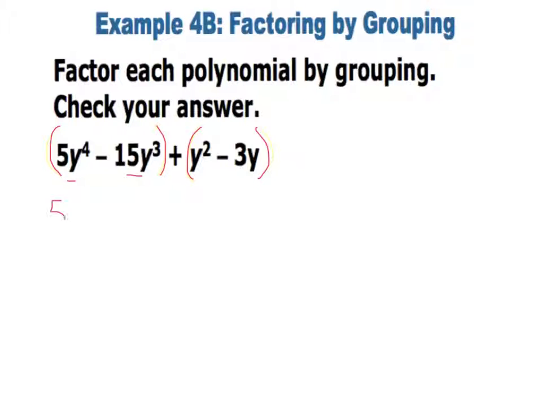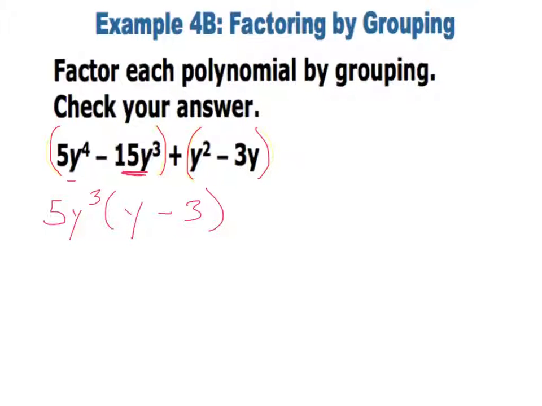Well, I can factor out a 5. Looks like I have y to the third. So factor that out, and that leaves me with a y minus, and right here, what's left if I factor out a 5y to the third? Looks like there's a 3. Okay, so now let's do the next one.